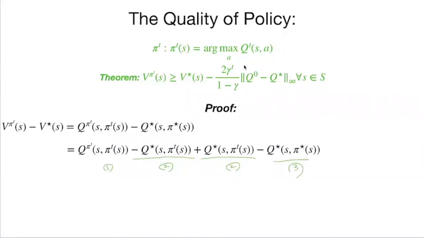So if you look at the term that we subtract and then add, this term is actually the middle ground. This term says that I take action by following pi t for one step, and then I immediately switch back to pi star. So this is the definition of q star at s and pi t of s.